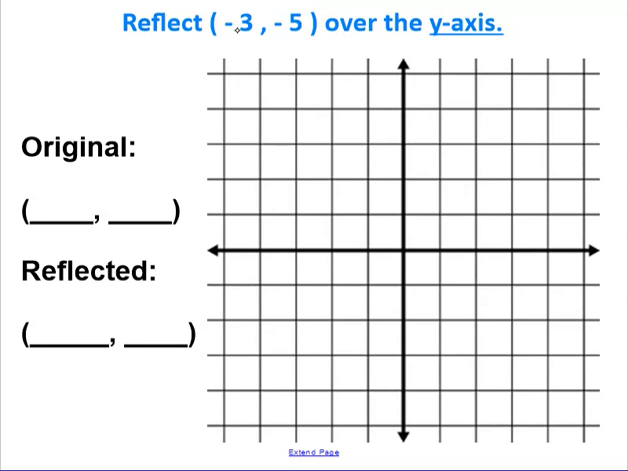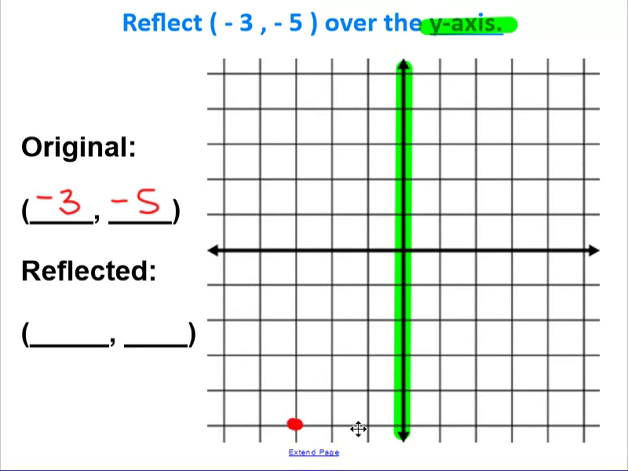So reflect -3, -5 over the y-axis. It's telling me y. I'm going to highlight the y, okay? So my original point is -3, -5. Now it didn't give it to me this time on the coordinate plane, so I need to go find it. So 1, 2, 3, 1, 2, 3, 4, 5. So here it is right here.